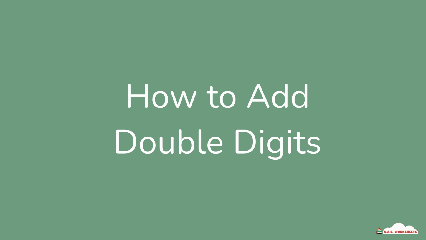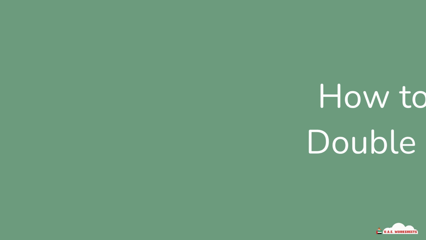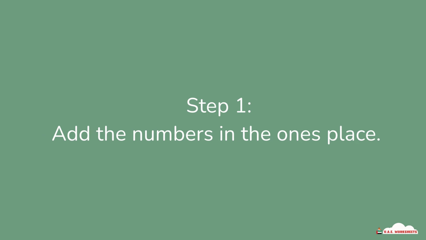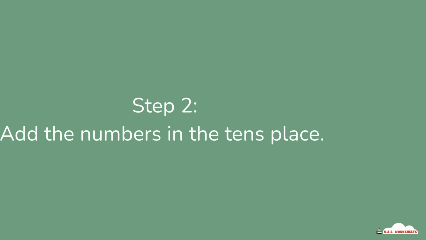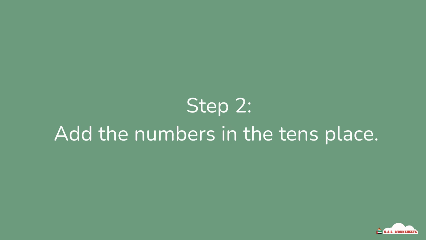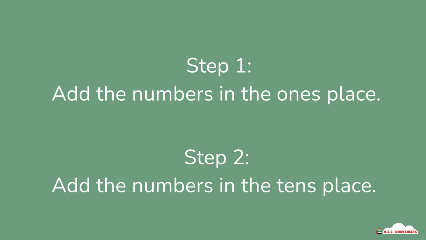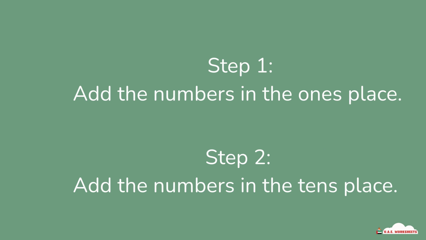Now let's learn how to add double-digit numbers. Adding 2-digit numbers can be easy if we break it down. There are 2 easy steps to follow. Step 1, add the numbers in the ones place. Step 2, add the numbers in the tens place. That's it, in 2 easy steps you can add double-digit numbers.